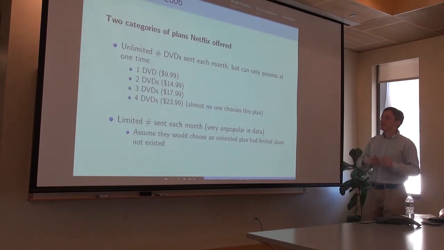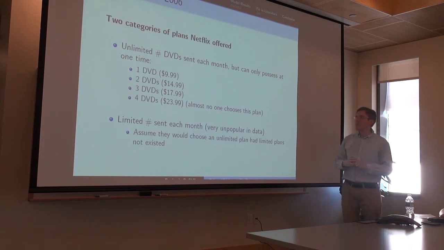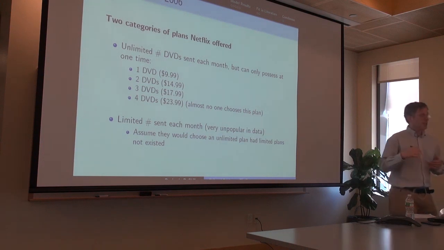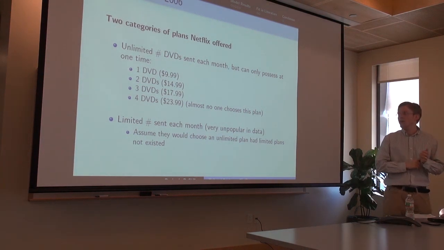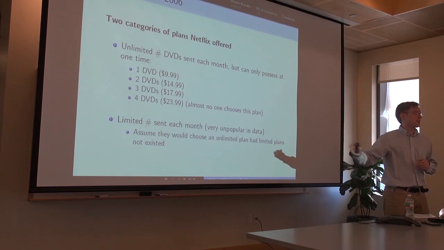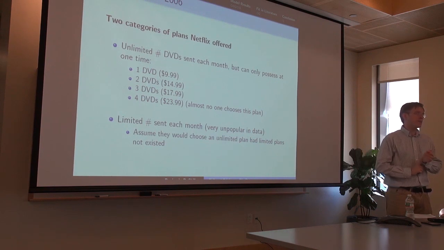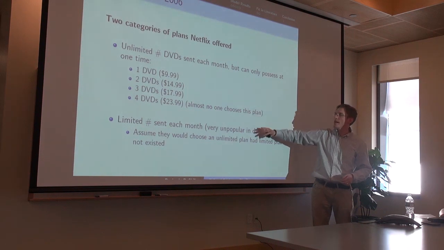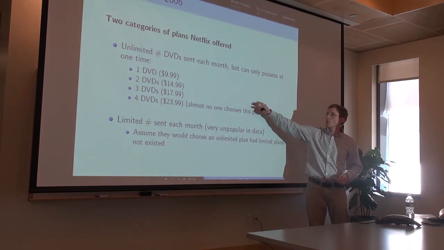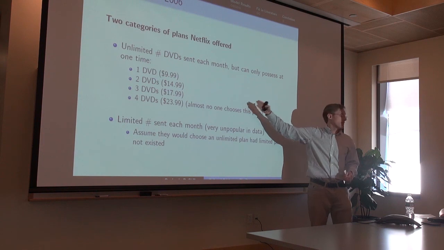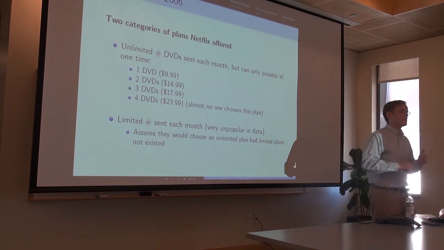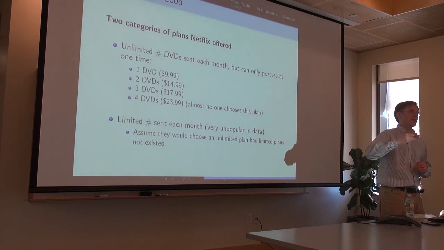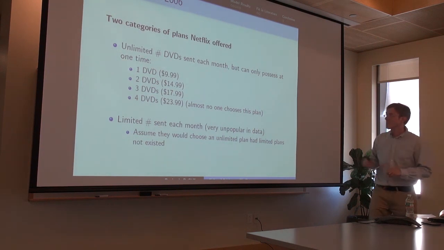Okay, so let me explain the structural model that I use. Let me start by explaining behavior. There are a number of different tiers of Netflix that one could subscribe to. There are a couple of limited plans where there's a limit both on the number of DVDs you have at a time and the number that you can receive each month. These were pretty unpopular, so I assumed that anyone who purchased one of these would have subscribed to one of the unlimited plans, which places no limit on the number that they'll send to you each month. It just places a limit on how many DVDs you can have at one time.